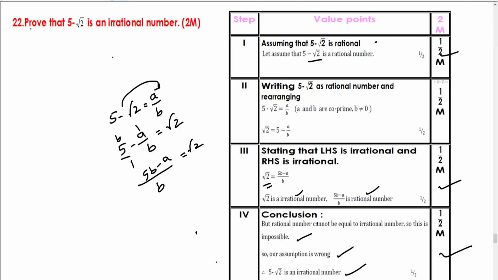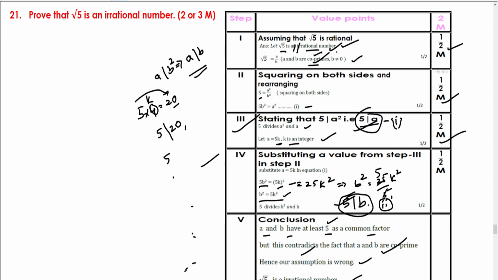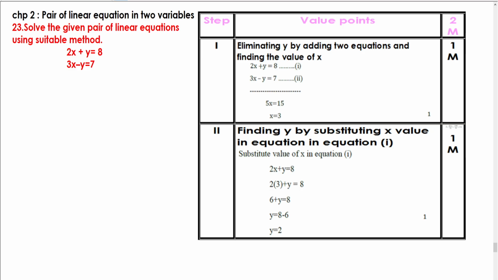Let us move on to the next question. Now let us move on to the pair of linear equations. 21 we solved. Okay. Move on to the 22. 22 we discussed. Move on to the 23. Solve the given pair of linear equations using a suitable method. Very easy questions will be asked here.